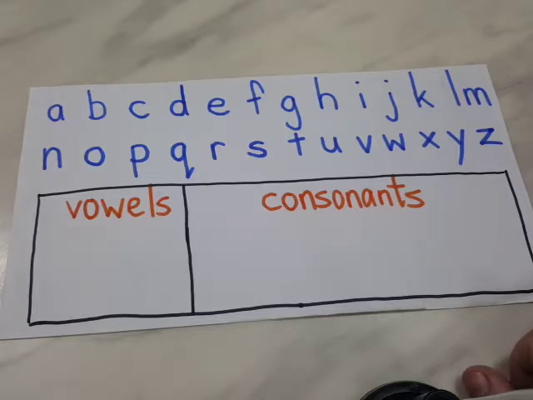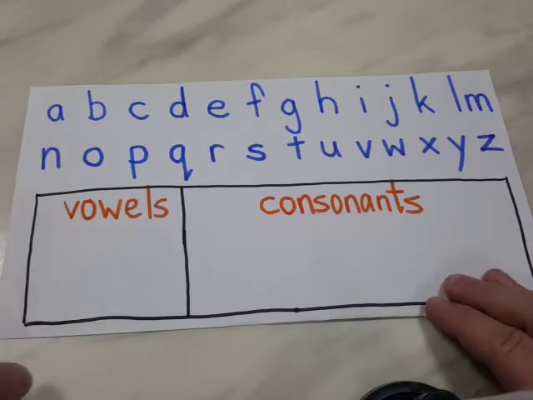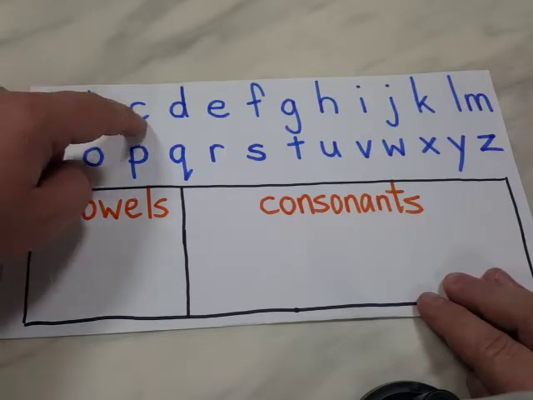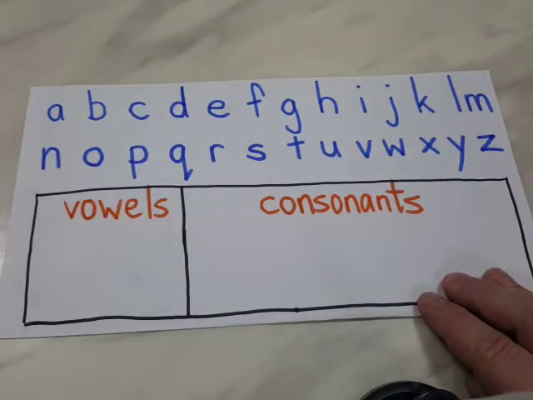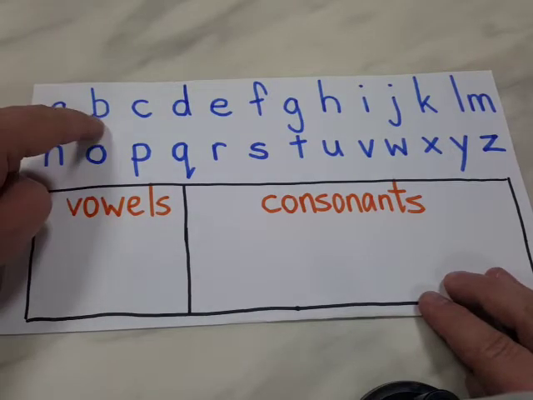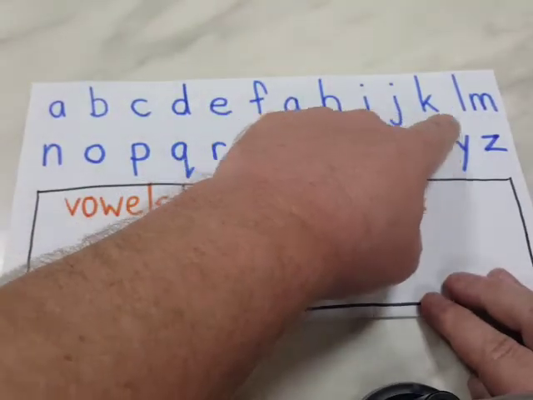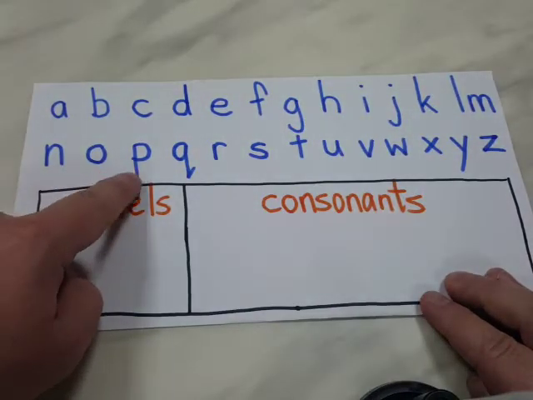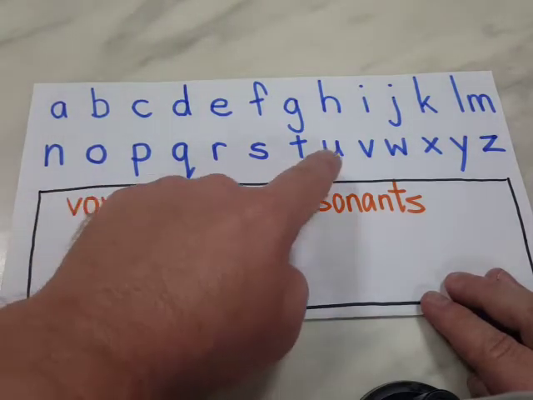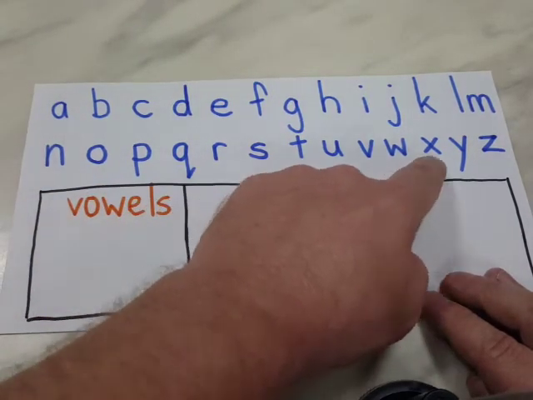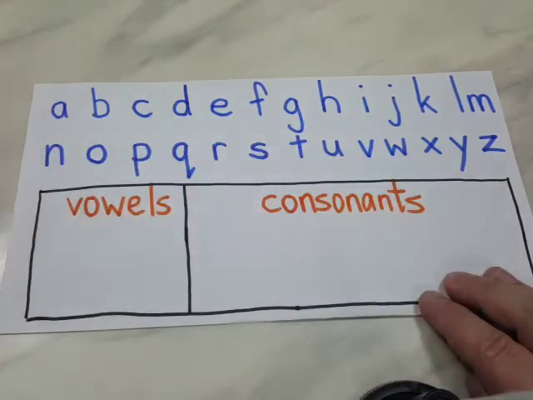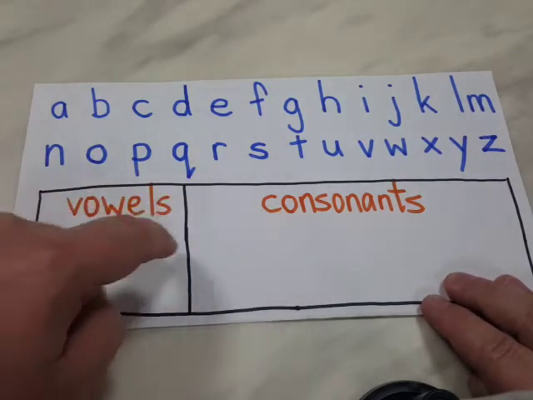Maybe let's count them together, okay? We'll see how many there are. Here we go. 3, 2, 1, go. 1, 2, 3, 4, 5, 6. Hey, that's too fast. Let's slow down. 1, 2, 3, 4, 5, 6, 7, 8, 9, 10, 11, 12, 13, 14, 15, 16, 17, 18, 19, 20, 21, 22, 23, 24, 25, 26. There are 26 letters in the alphabet, but we can separate them into two different kinds.